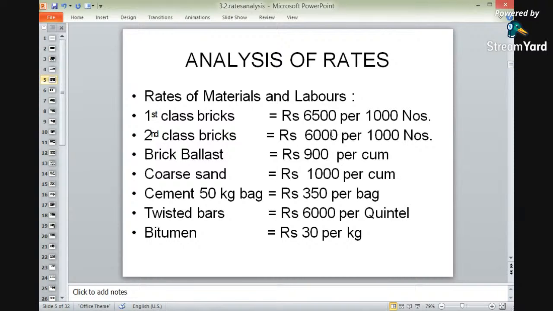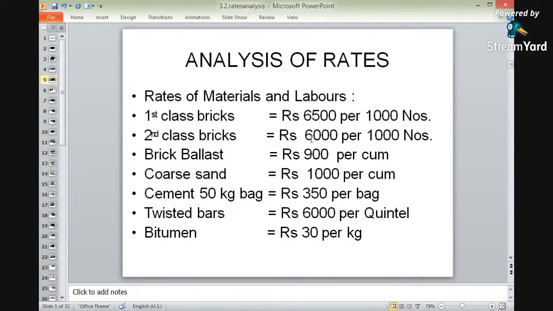So we have assumed this by considerations as 6.5 per brick. And per thousand, it has been considered as 6,500. For second class brickwork, it has a little less strength, therefore it has been considered as 6,000, that is 6 rupees per brick. Okay, we are considering this as 6 rupees per brick.